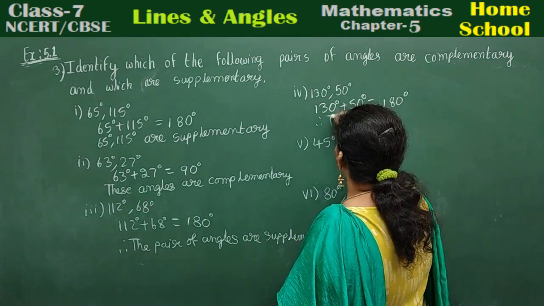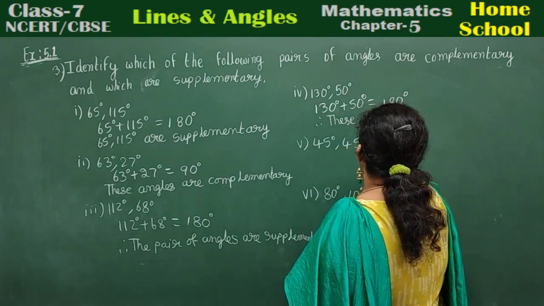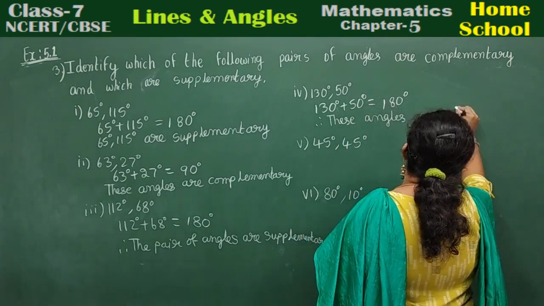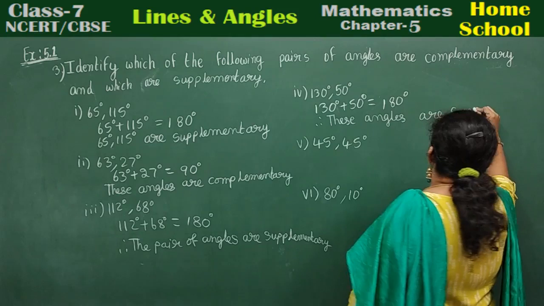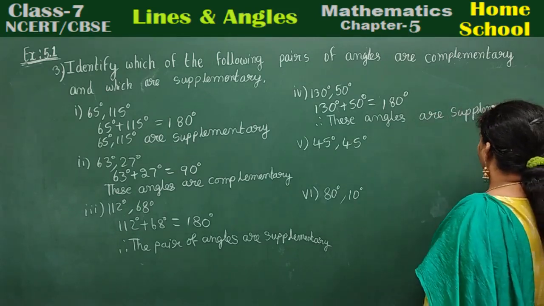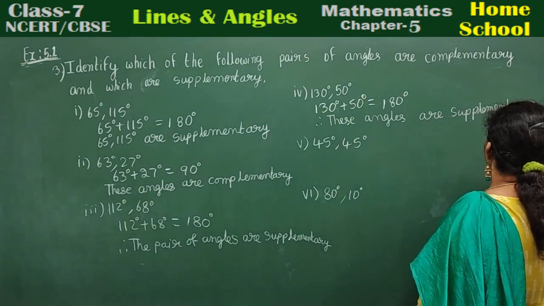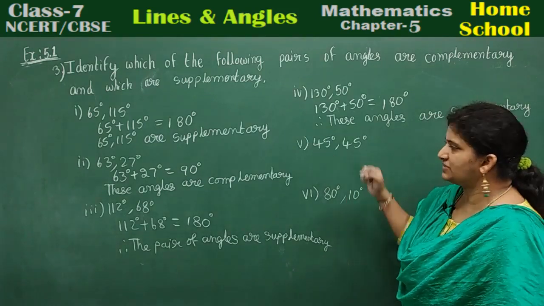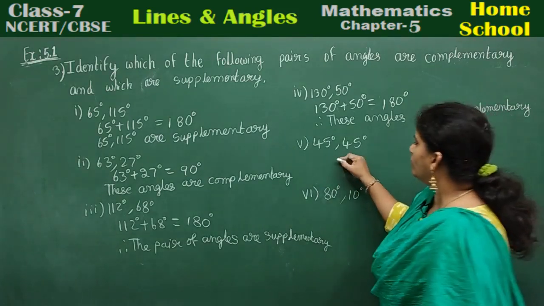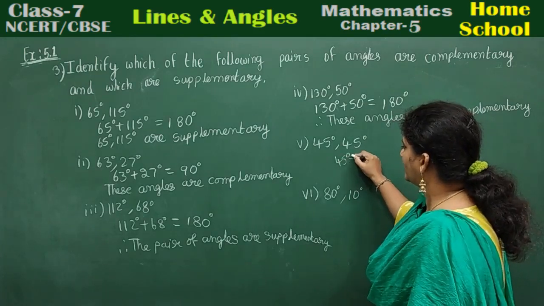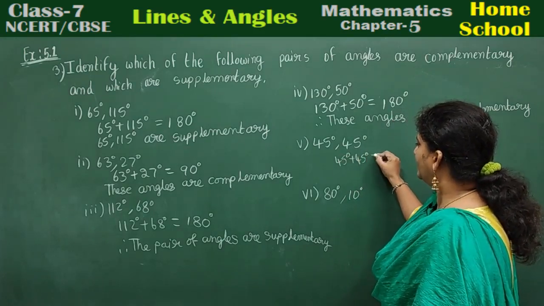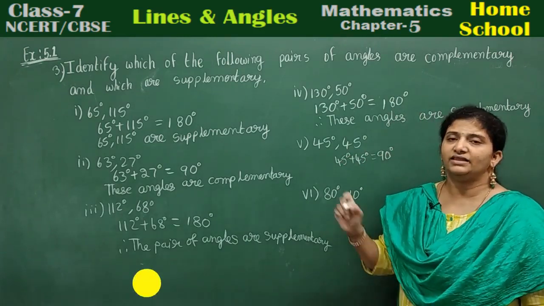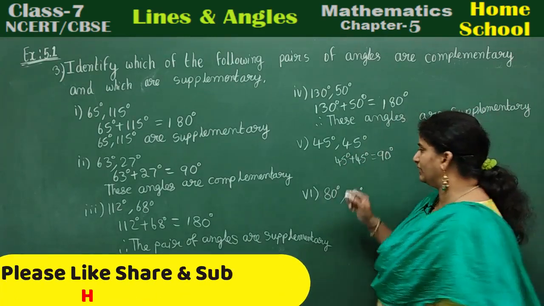Therefore, these angles are supplementary. So the last two, 45 plus 45, directly you can say. 45 degrees plus 45 degrees, it will be 90 degrees. If the sum of these angles is 90, then these two angles are complementary.